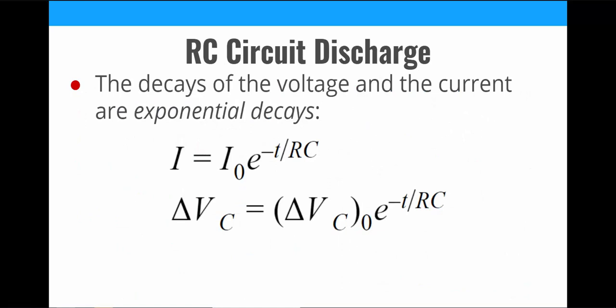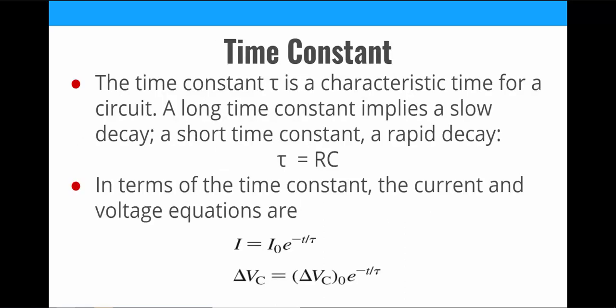And the time constant is right here on the bottom of this. All right? So I'm not going to explain too much of this formula, other than it makes that graph that we just saw. So the time constant, tau, is a characteristic time for a circuit. A long time constant implies slow decay. In terms of the time constant, the current and the voltage equations end up looking like that. So it's the same thing, just with a time constant in there.